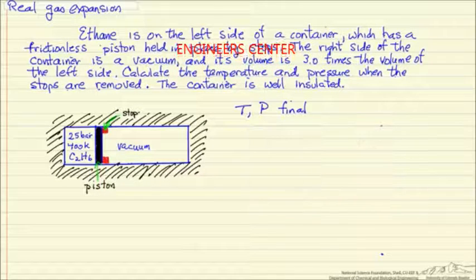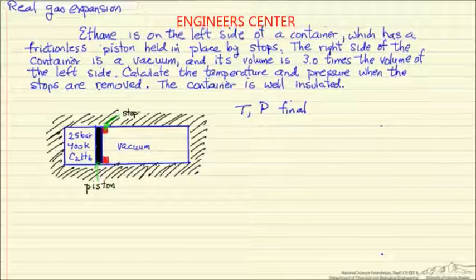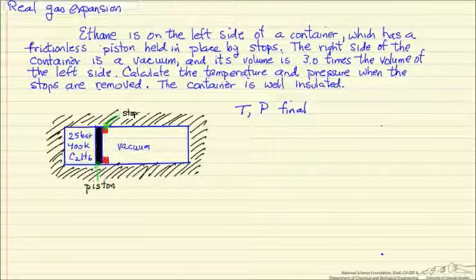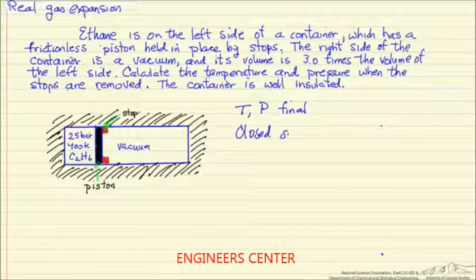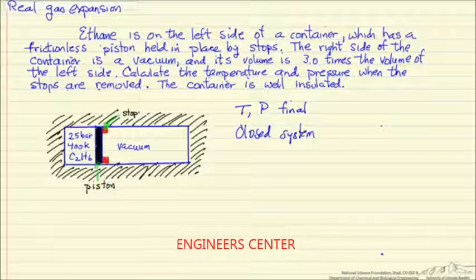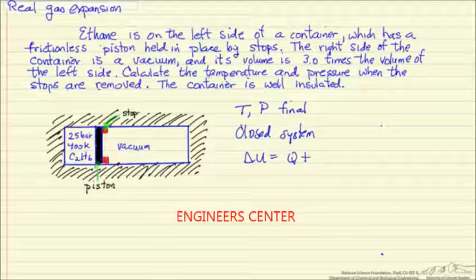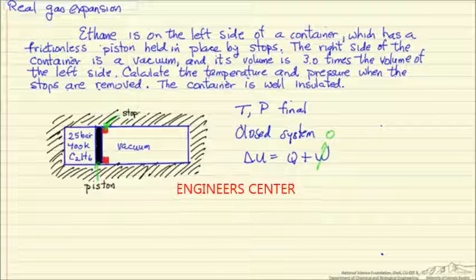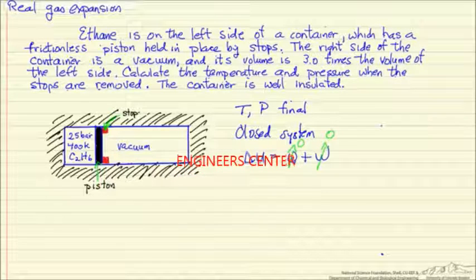But we want to treat this as a real gas. And we're given that the volume of this vacuum region is 3 times the volume on the left side of the container. So it's a closed system, and we can apply the first law for a closed system, meaning no mass transfer in and out. So delta U is Q plus W. There's no work: frictionless, weightless piston, no resisting pressure because of the vacuum. It's well insulated, so there's no heat, and so delta U is 0.